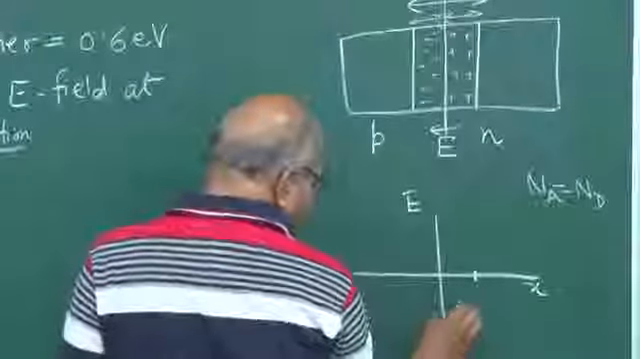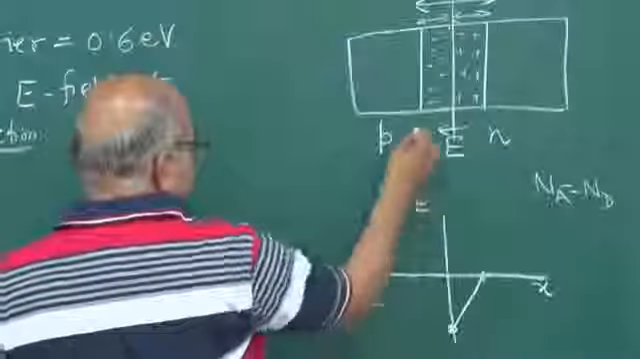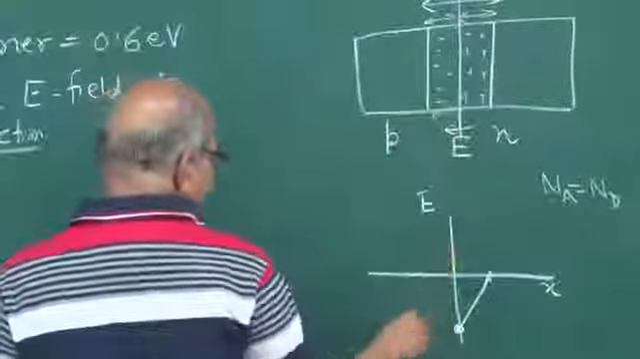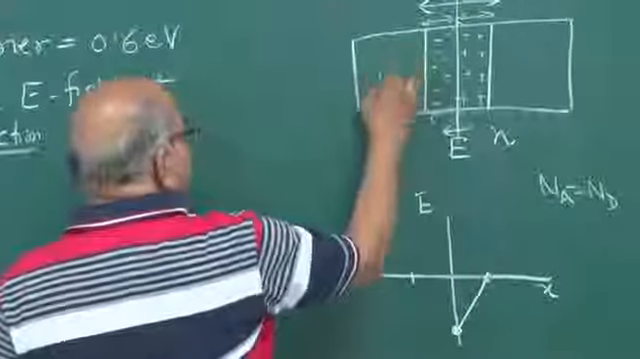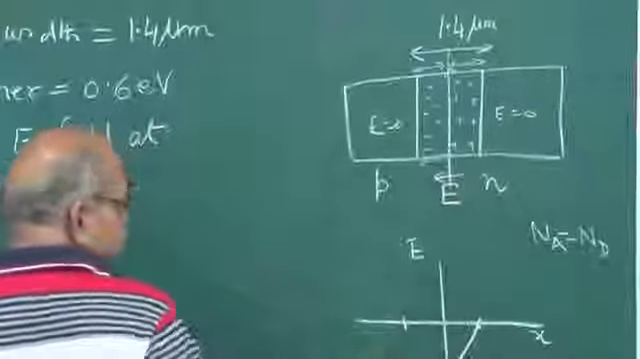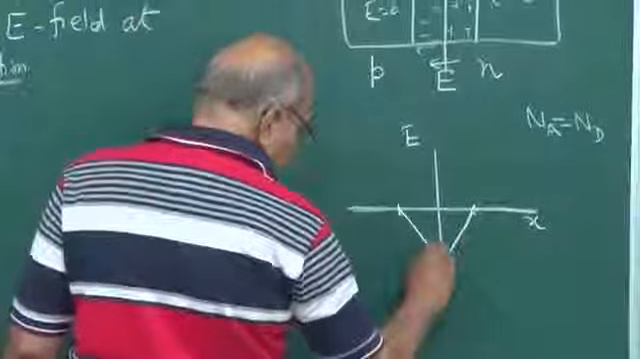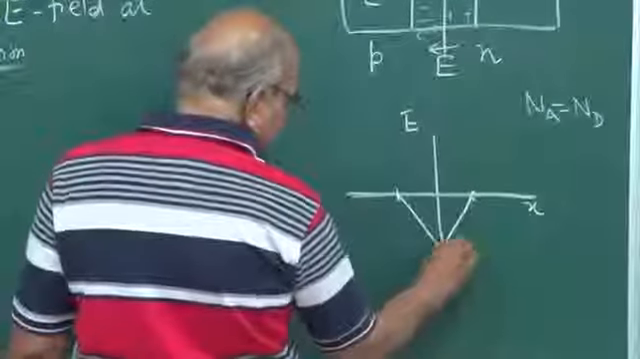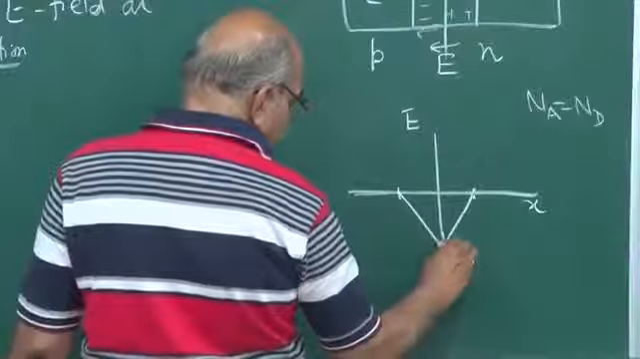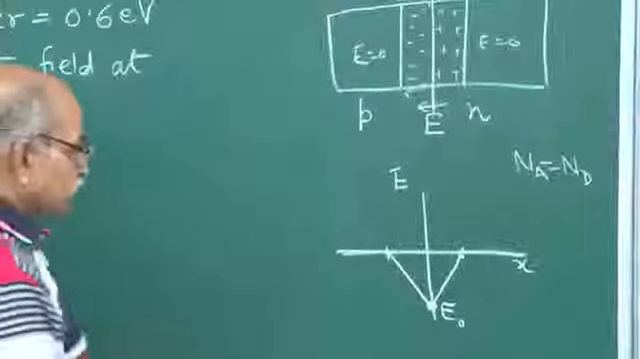Same story on the other side. The electric field is still in the same direction, so it is negative, and beyond the depletion layer the electric field is 0. So here it is all 0, and this is also linear, and this is, let us say, E naught, or you can call it minus E naught if you so wish.